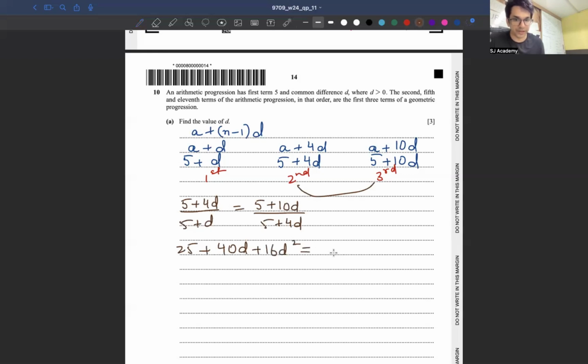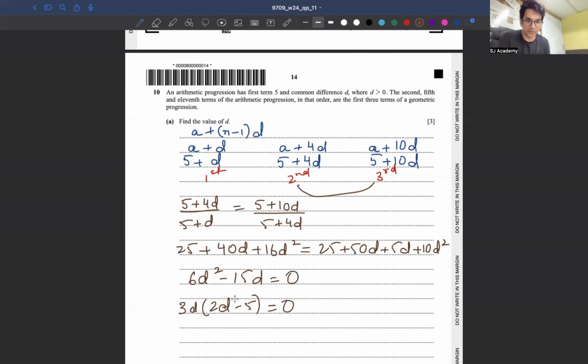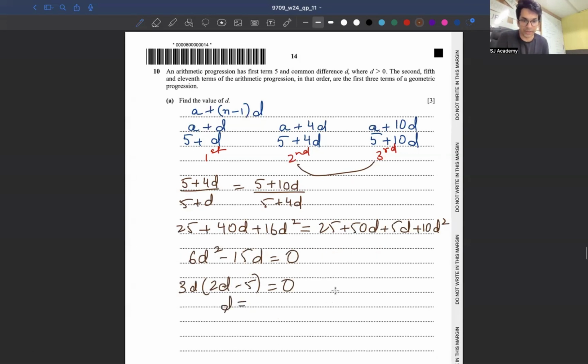5 times 5 is 25 plus 50D plus D times 5 is 5D plus 10D squared. Simplifying the expression, we'll get 6D squared, 40D minus 55D, that will become minus 15D, and 25 and 25 will cancel out, so that will be equals to 0. Taking 3D common, so this will become 2D minus 5 equals to 0. So one of the values of D is 0, and the other value of D is 5 by 2. Now, as the value of D has to be greater than 0, so D will be equals to 5 by 2.